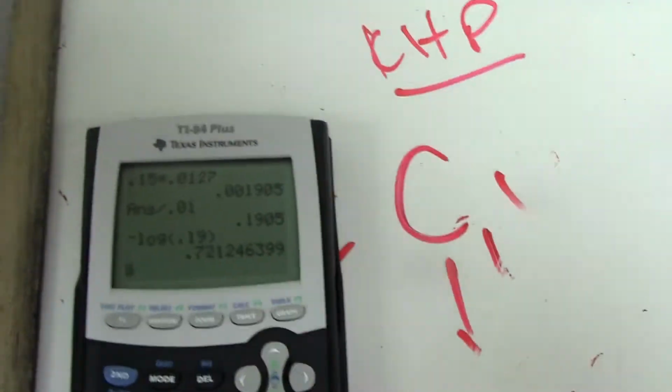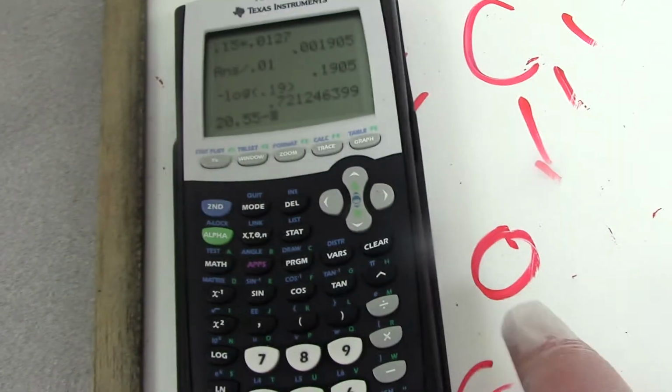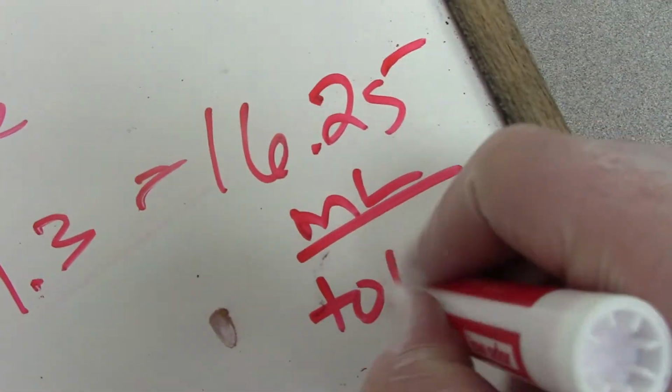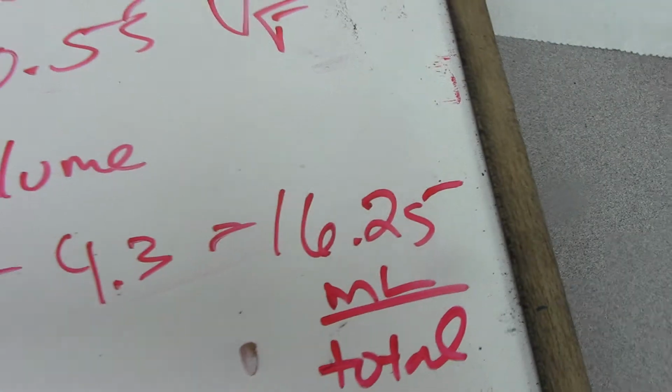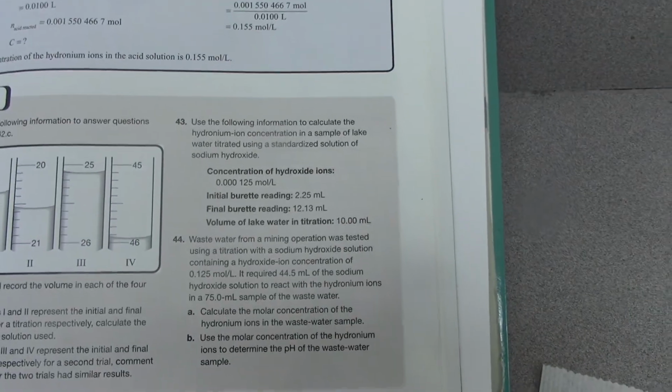So I don't need to start at 0. I just need to know how to do the math on a burette. So 20.55 minus 4.3, that titration used about 16.25 mL total. And that would be the volume I would use with C1V1 equals C2V2. Okay, let's answer question 43.